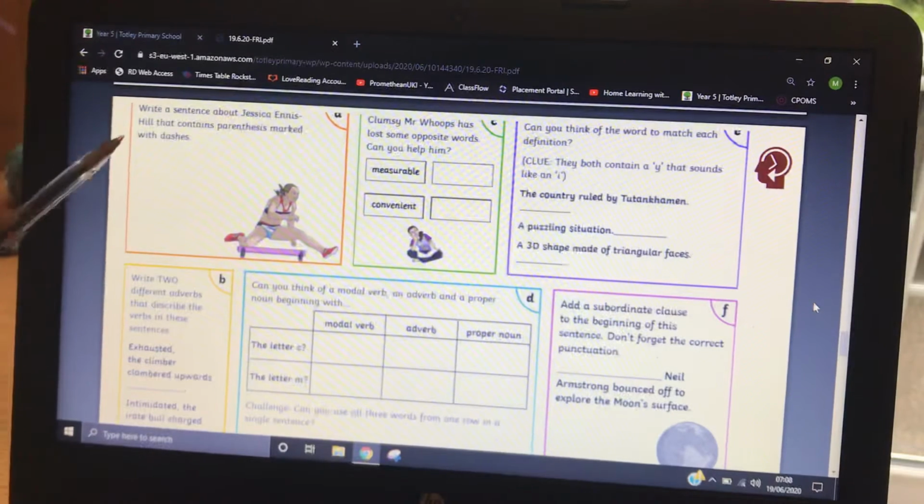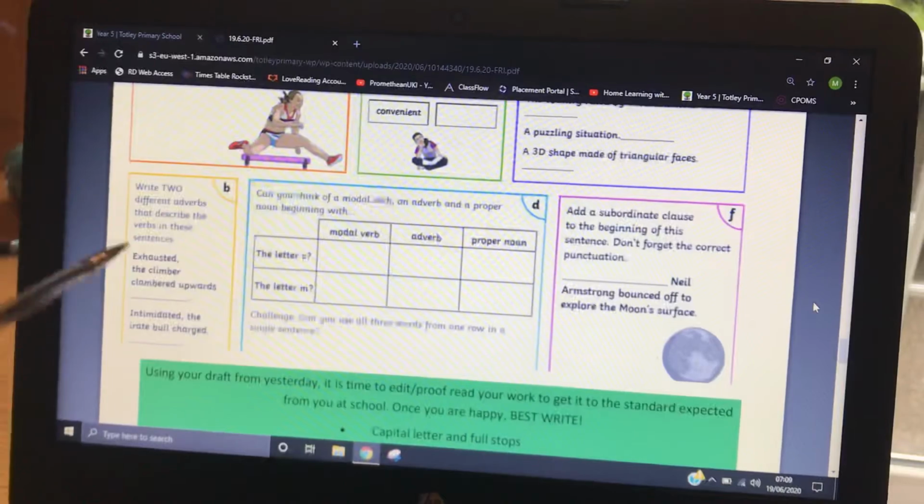So you just need to make a parenthesis with dashes for Jessica Ennis Hill. So give some extra information that can be put into parenthesis. You could use the picture to help, actually. You could write about the picture if you really wanted to. I'm not a big fan of this one.